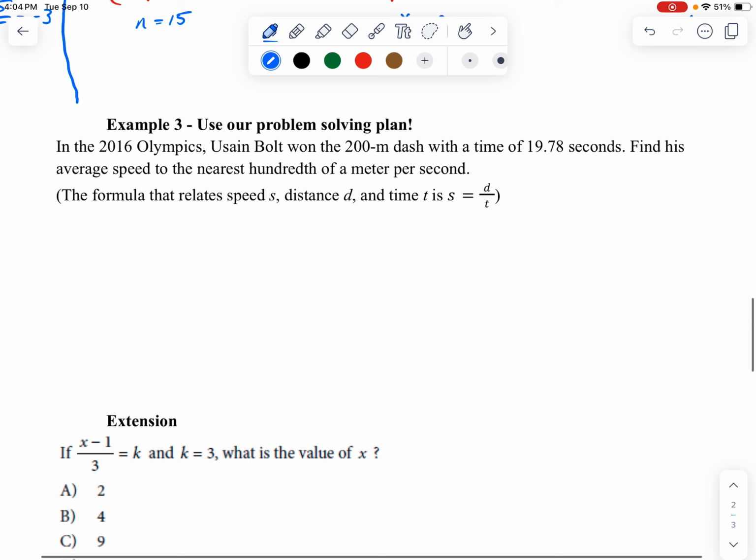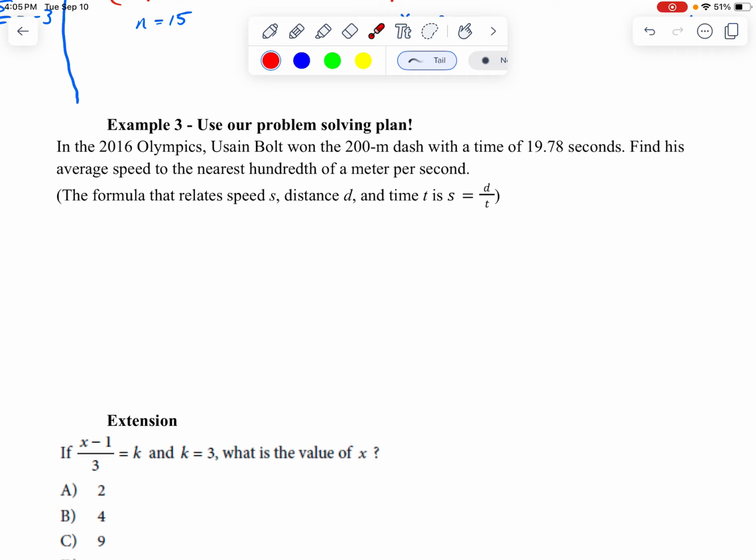All right, getting into a little bit of story problem here. Let's read through this, and we're going to quickly use our problem-solving plan that we talked about earlier in the year. So, in the 2016 Olympics, Usain Bolt won the 200-meter dash with a time of 19.78 seconds. Find his average speed to the nearest hundredth of a meter per second. A lot of information here. This is our little hint. The formula that relates speed, distance, and time is S equals D over T. So all of these things, speed, time, and distance, are all related, and this is how they are related.